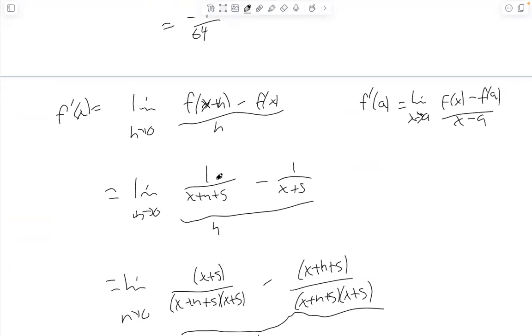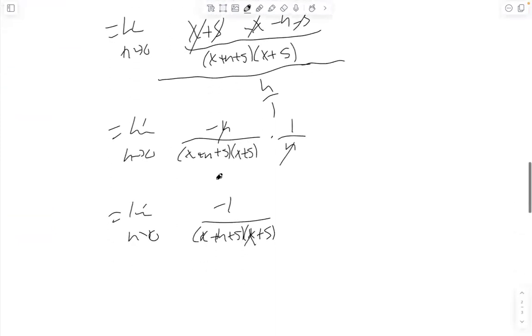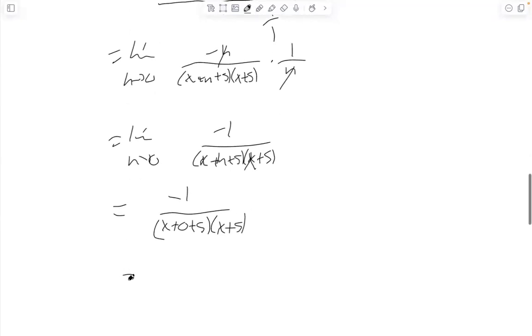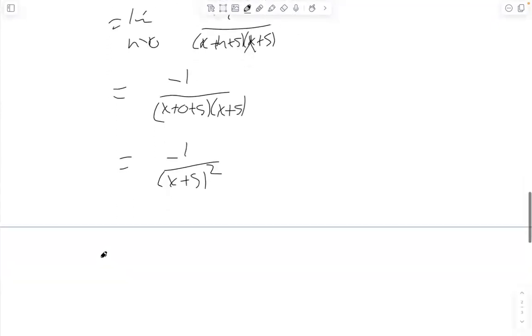Anytime you get 0 over 0, that means something's going to cancel. The thing that's giving you 0 is going to cancel. And that's exactly what happened right there. The h canceled. Now we try again. We plug in h equals 0. I don't write limit anymore because now I'm actually doing the limit. It's plus 0. I'm just writing that for your benefit, that 0 there. So I think we get -1 over x plus 5 squared. So that's the derivative. f prime as a function is -1 over x plus 5 squared.